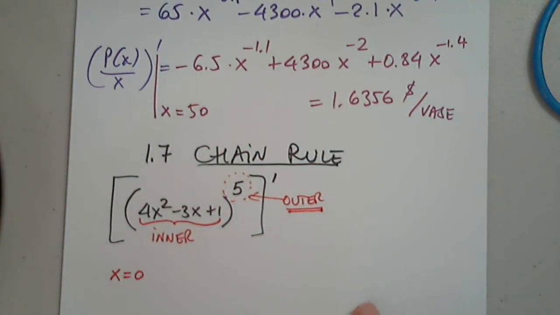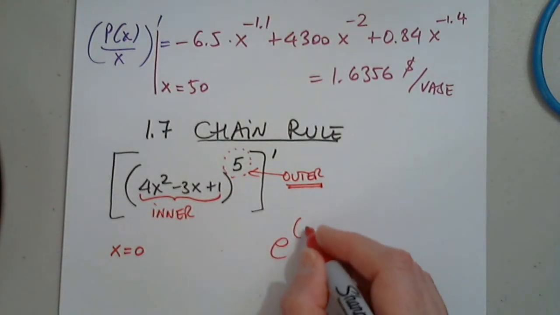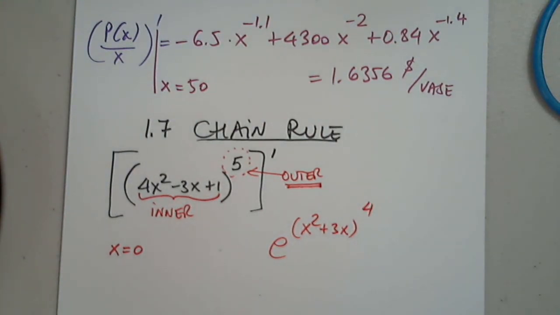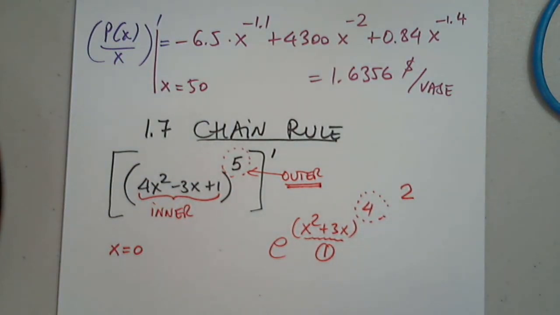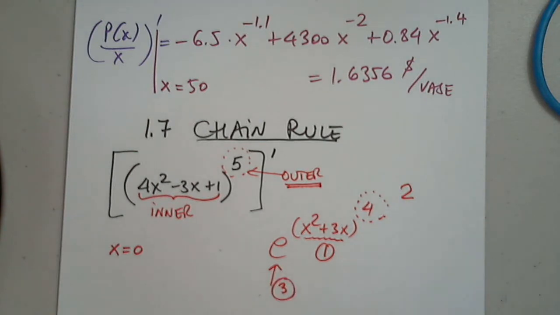Can I have more than 2? Of course. I can have e to x squared plus 3x, everything to power 4. This time, this is the inner, this is number 1, this is number 2, and then I apply e to that power, and this will be number 3. So I can have as many as you can think of. So the inner and the outer.